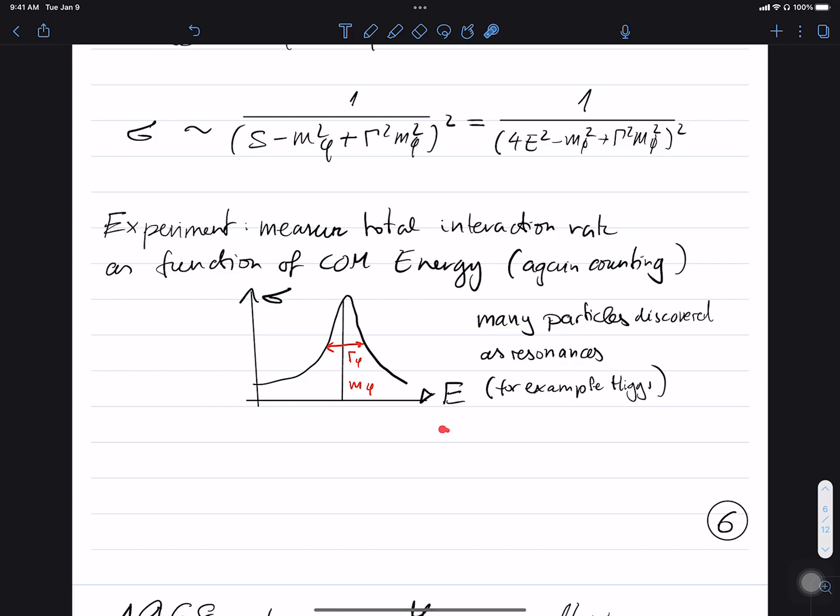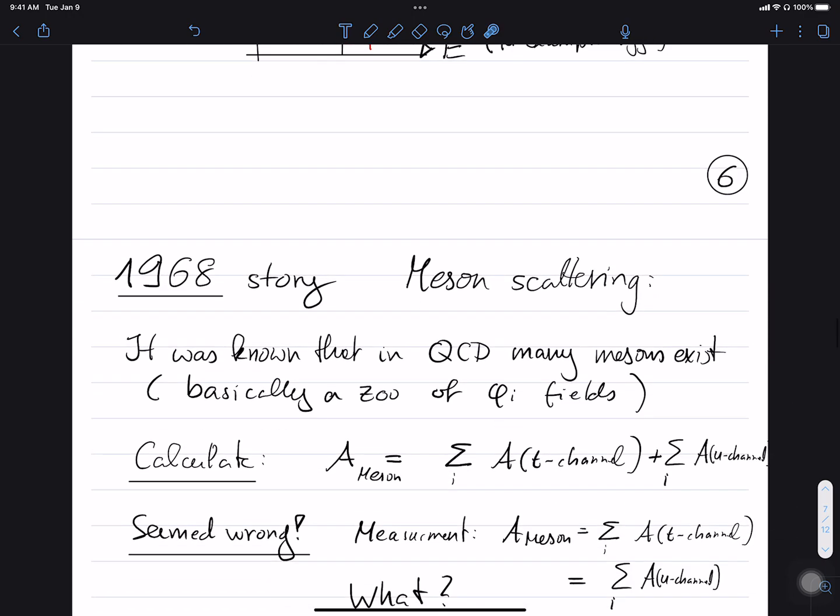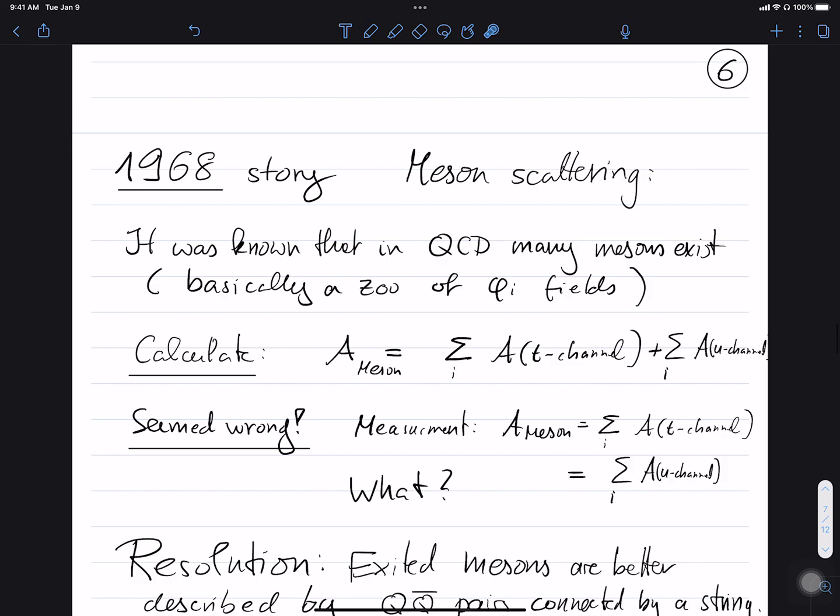But this is a very clear indication of particles in the laboratory, and a lot of the particles are really detected as resonances in cross sections. Let me tell you another story about scattering.